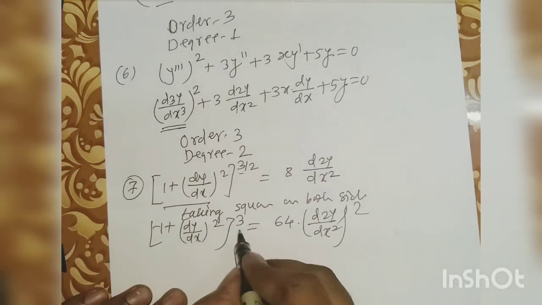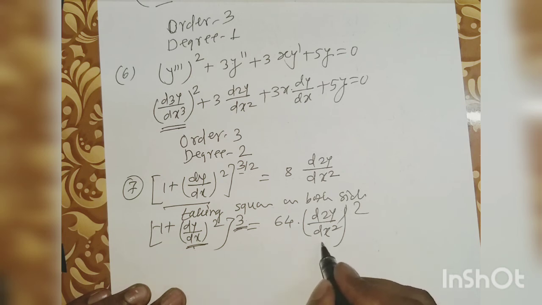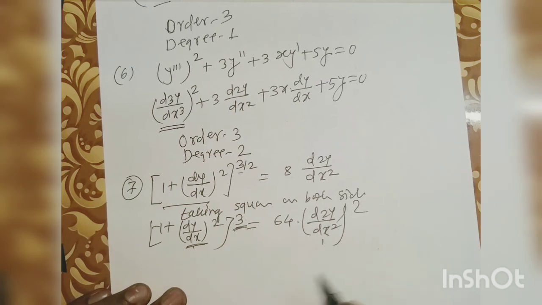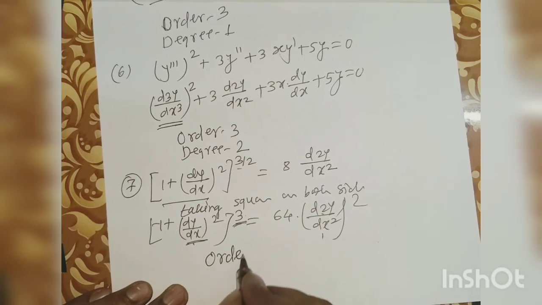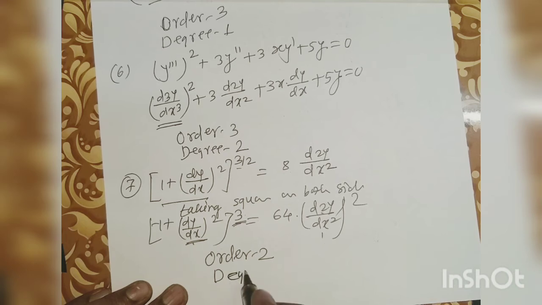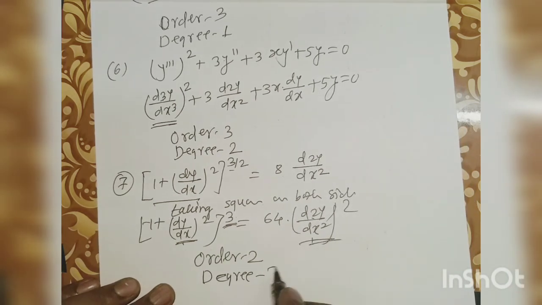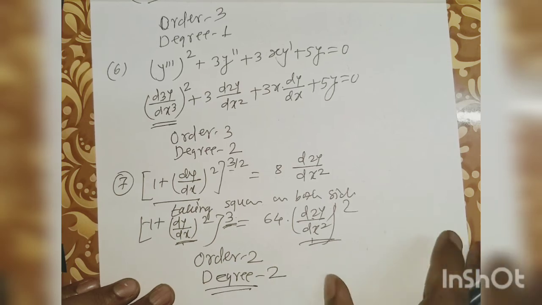Again here the degree is 3 but the derivative is first order. That means we cannot find degree and order from this term. The highest order derivative is d2y by dx square. That means order is 2 and degree, the power or indices of this term is 2. That is, 2 is the answer.